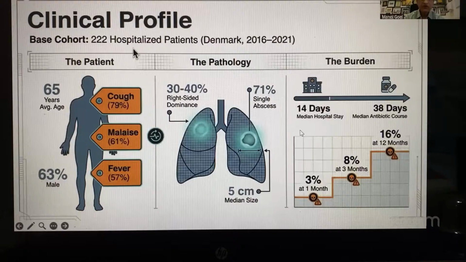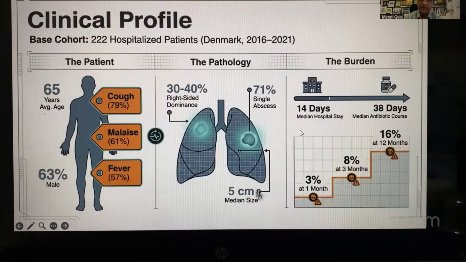Coming to the clinical profile, which is based on 222 hospitalized patients in Denmark, typically this study showed that these patients would have an average age of 65 years. The majority of them would be male, with a prevalence of 63%. Cough at 79%, malaise at 61%, and fever at 57% were the commonest presenting symptoms. There was more of a right-sided predominance, occurring in 30 to 40% of the patients.